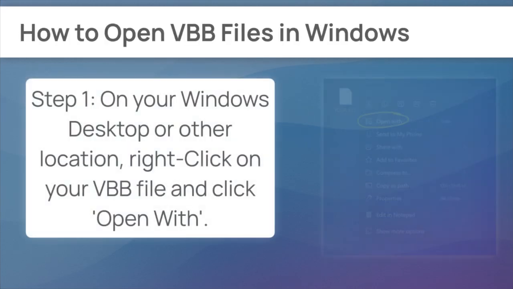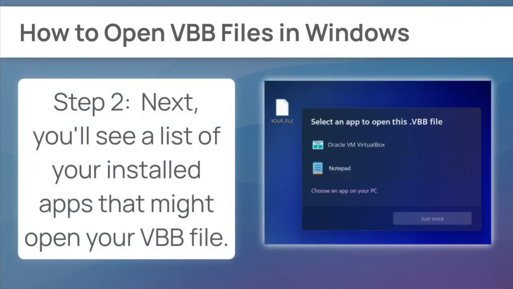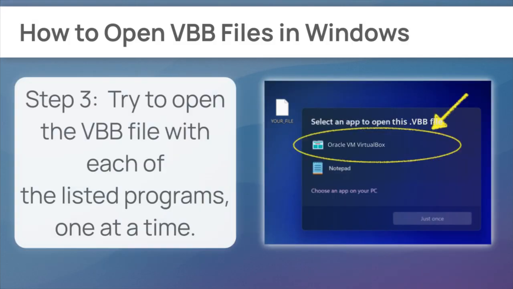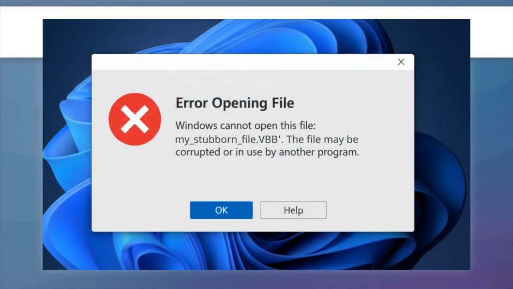The initial test: right-click the VBB file and choose Open With. If Oracle VM VirtualBox is installed, test that first. If it's not present, choose another program. Don't worry if it fails on the first try. If you still can't open the VBB file, it's okay.